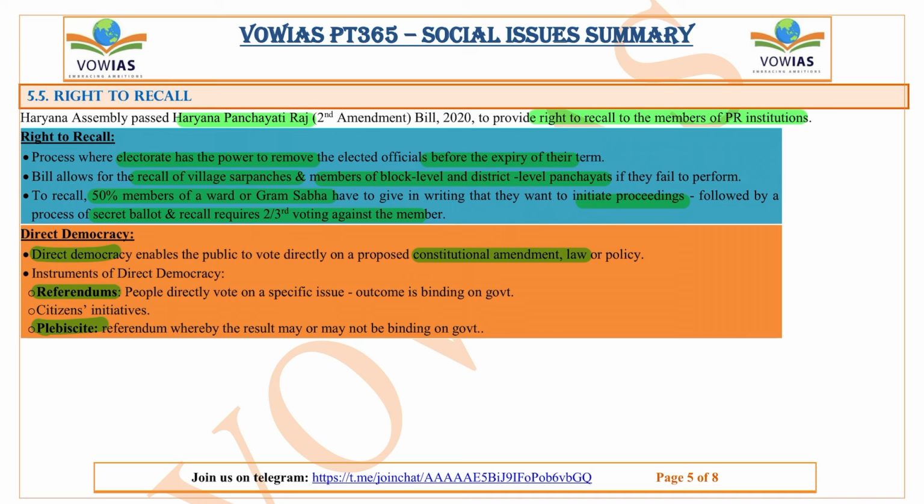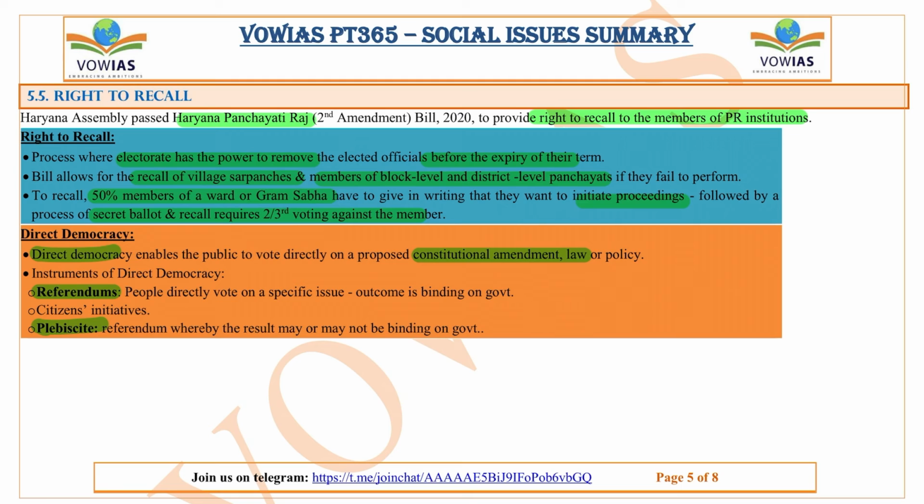And this bill in Haryana allows for recall of village sarpanches and members of the block level and district level panchayats if they fail to perform their duties. And to recall, 50 members of the ward or Gram Sabha have to give in writing that they want to initiate the proceedings, followed by a process of secret ballot, and this requires 2/3 voting against the member. That is the main thing.